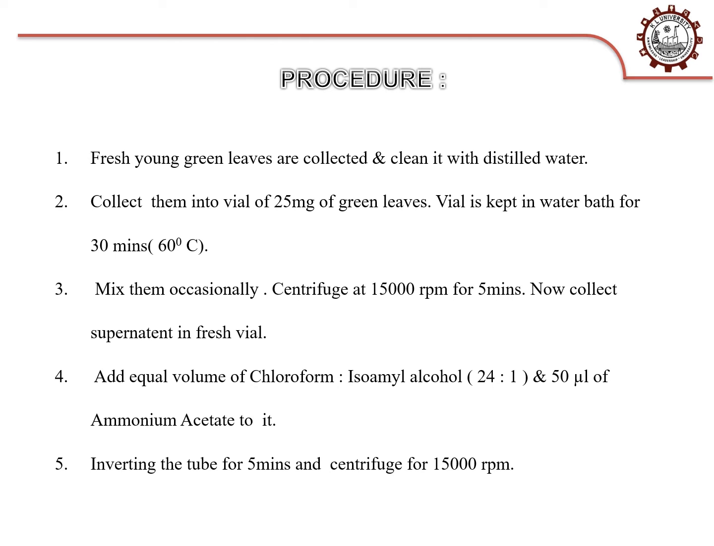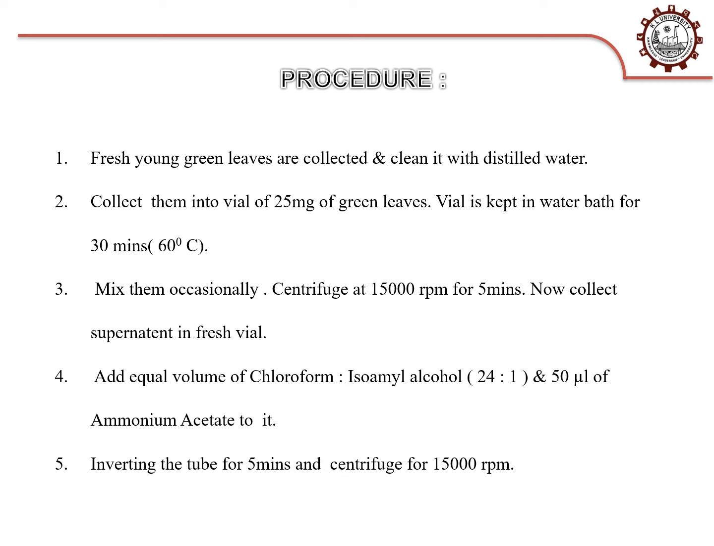Coming to the procedure. First, we have to take fresh leaves and clean them with distilled water, and we have to collect 25 grams of leaf samples into a vial. We have to grind by adding CTAB buffer up to 400 ml under cool conditions. We have to keep the vial in a water bath for 30 minutes at 60 degrees Celsius. We have to mix them occasionally.